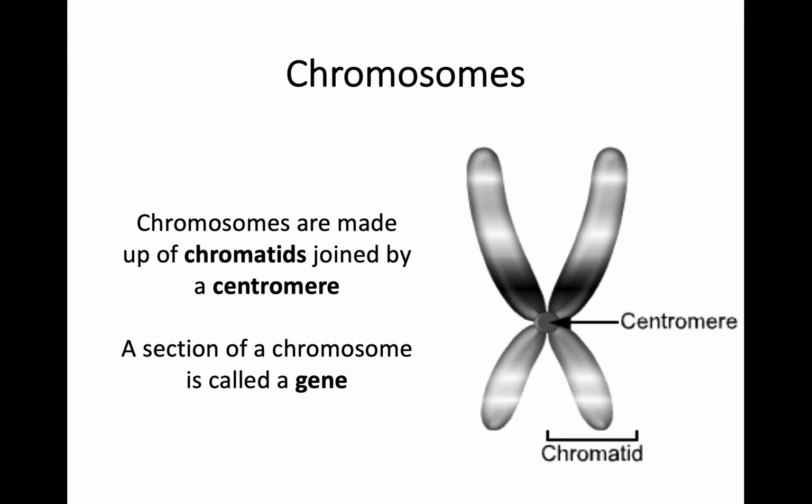Chromosomes themselves are made up of chromatids, and they are joined in the middle by a structure called the centromere. A section of a chromosome is called the gene, which is DNA which codes for a protein, which we'll look at in a later key area.